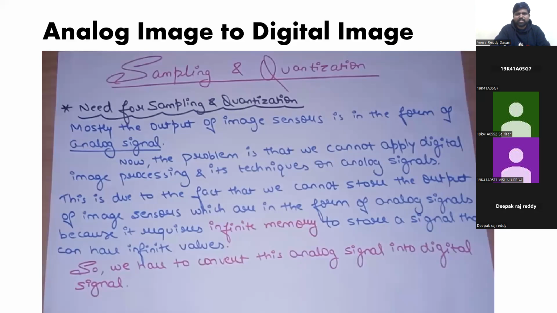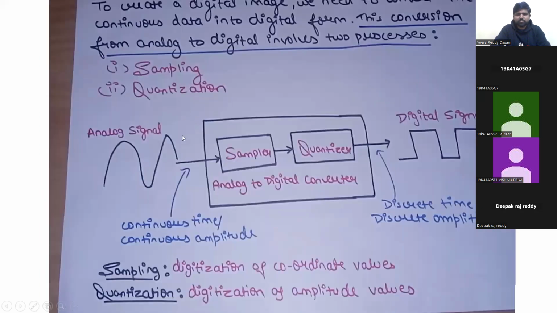Okay. So next, what is meant by sampling? Sampling is the digitization of coordinate values. You can write that down if you want. Whatever coordinate values we have in an analog image, I will give an example in the next slide, we are digitizing those coordinate values using sampling. And similarly, we are converting the amplitude or intensity of the image using quantization.